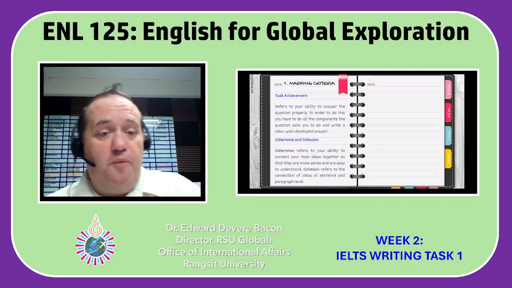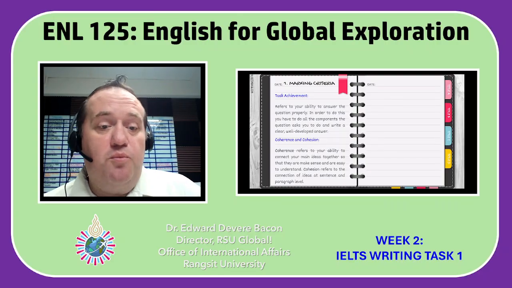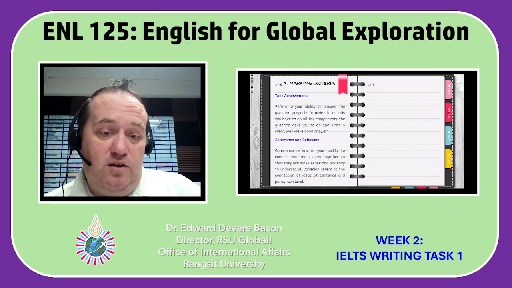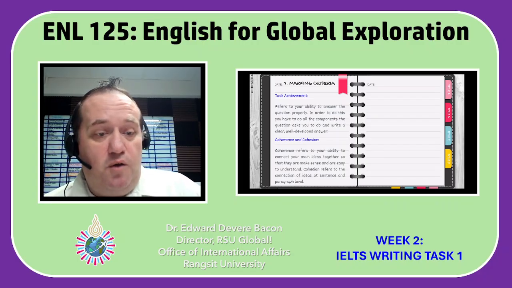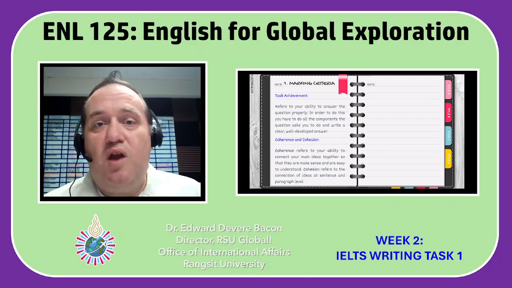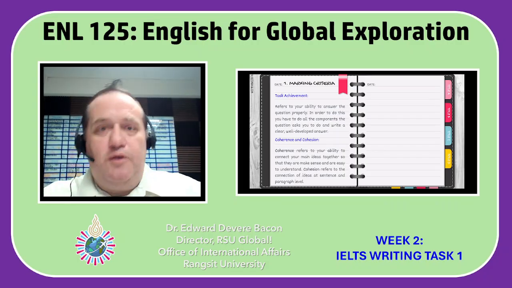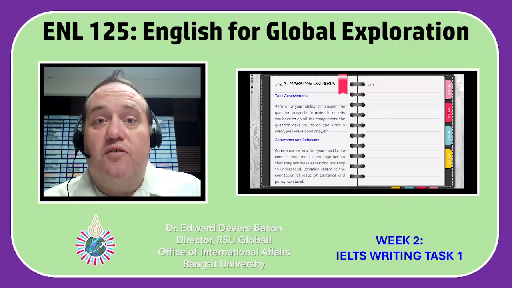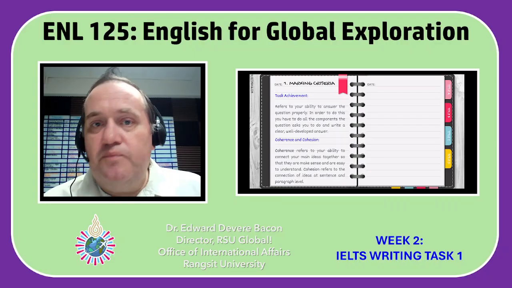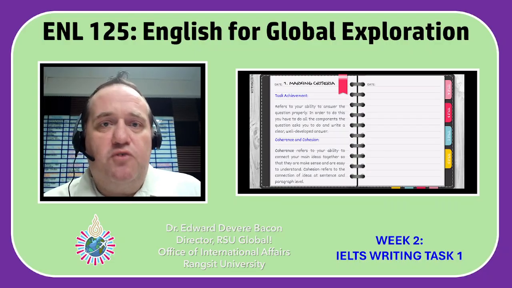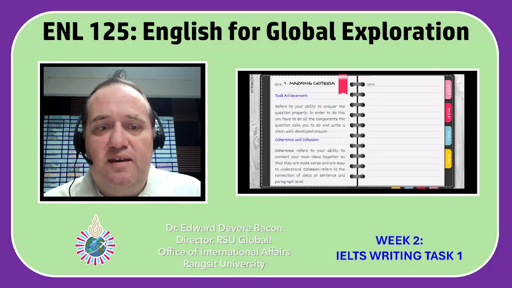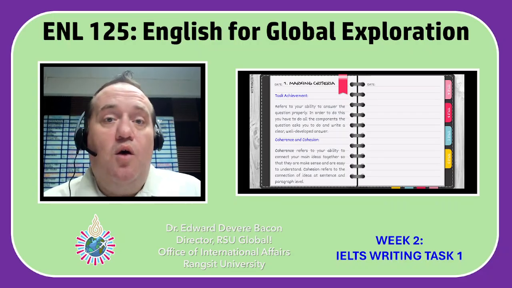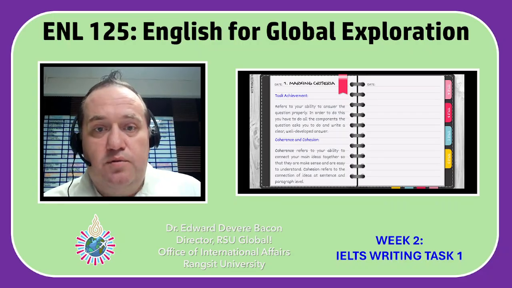Okay. Next is coherence. So coherence refers to the ability to connect your main ideas together so that they make sense and are easy to understand. Cohesion refers to the connection of ideas at sentence and paragraph level. So basically, this just means make sure everything you write is connected together. Okay, you do not want to list anything that doesn't belong. So no additional information. And just make sure everything you write is connected with other parts of your essay or paragraphs.